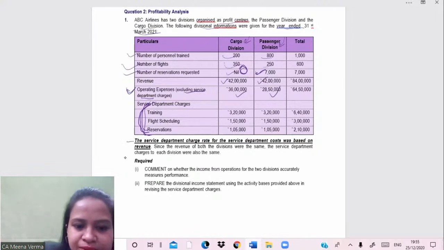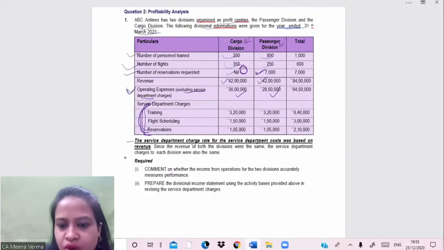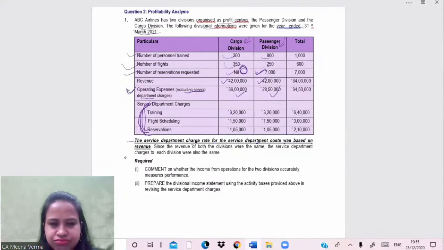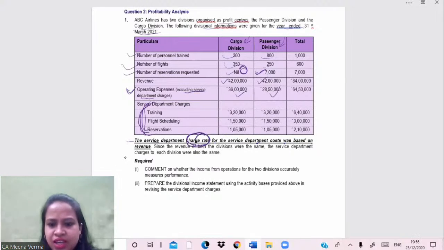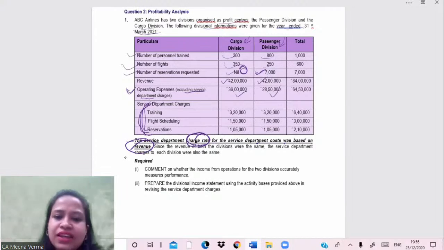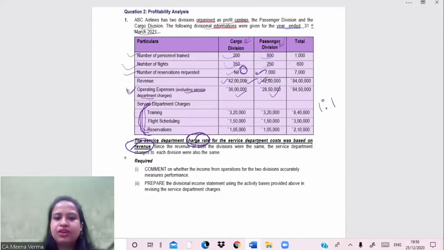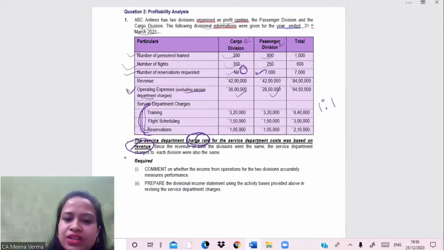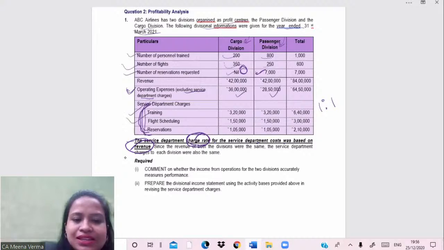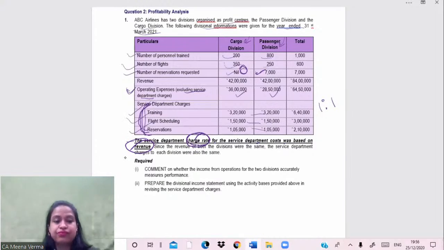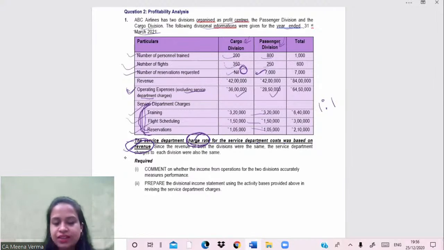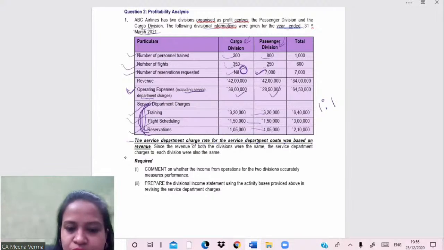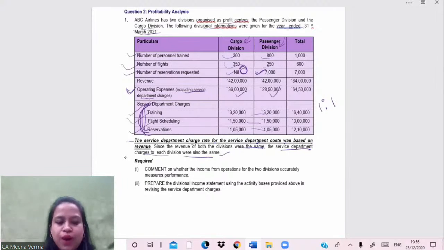See, the service department charge rate for the service department cost was based on revenue. They are saying that this rate is on the basis of the revenue. You can see here that the revenue is the same, 1:1 ratio. Since the revenue is in 1:1 ratio, they have apportioned this service related cost in 1:1 ratio. Since the revenue of both divisions was the same, the service department charges to each division are also the same. What is the requirement of the question?